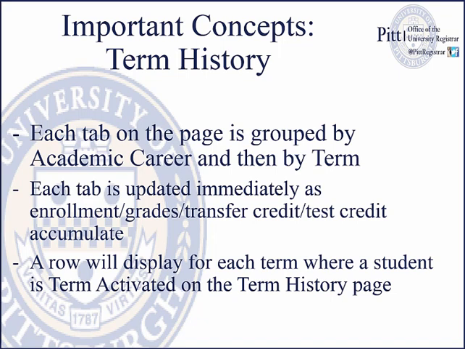Some important term history concepts include each tab on the page is grouped by career and then by term. So if a student has multiple careers and/or multiple terms, make sure you use the arrow buttons to navigate to the intended career and term. Term history is updated immediately as enrollment, grading, transfer credit statistics are accumulated. So make sure you recognize where you are in the academic year from an operations perspective when viewing this data.